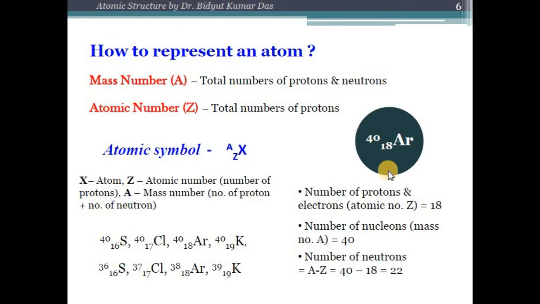Now let us consider this argon atom, whose mass number is 40 and atomic number is 18. From this mass number and atomic number, we can easily find out the number of neutrons present in the argon atom. In this case, the number of neutrons can be found by subtracting the atomic number from the mass number, which is equal to 22.